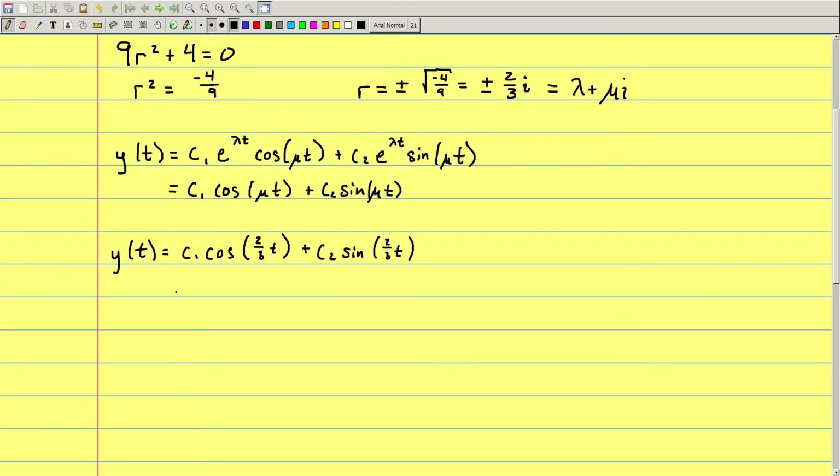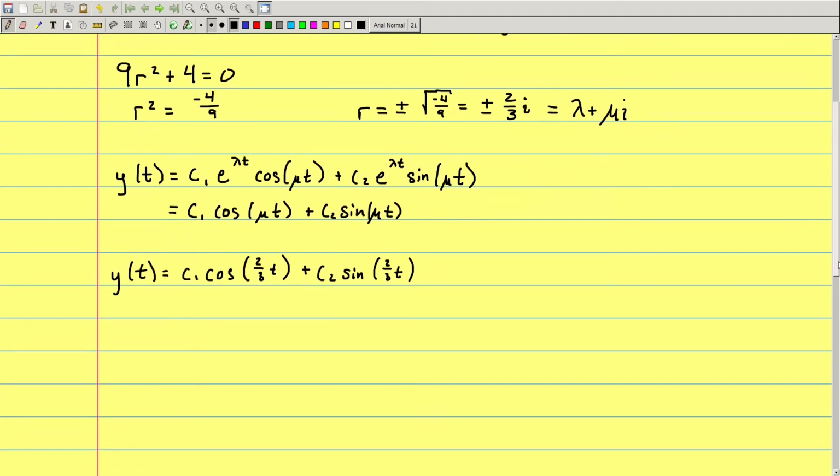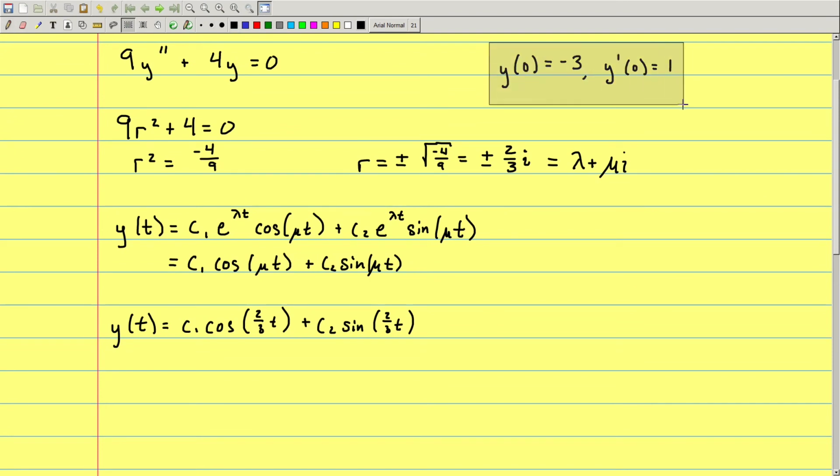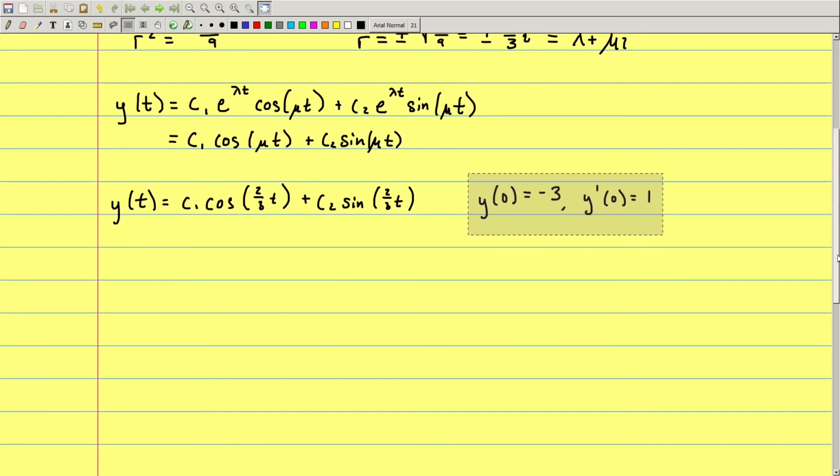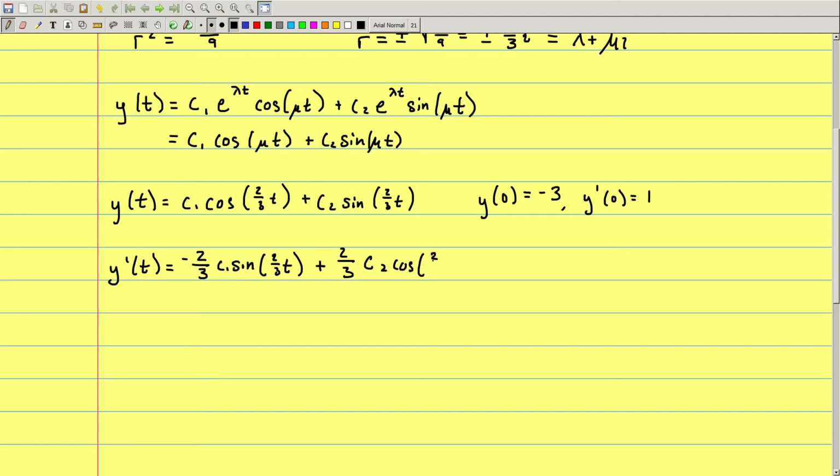At this point, we can apply our initial conditions. And that is most easily done if we go ahead and differentiate our general solution first. So we're going to get -2/3 times c1 times sine of 2/3 t plus 2/3 c2 cosine of 2/3 t.